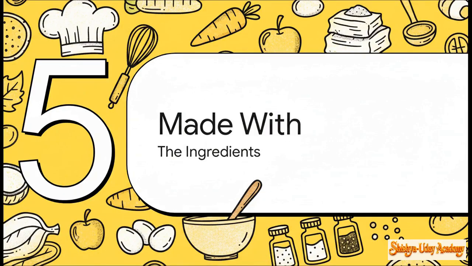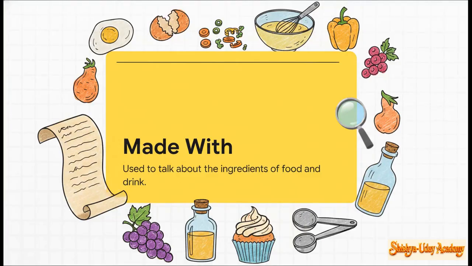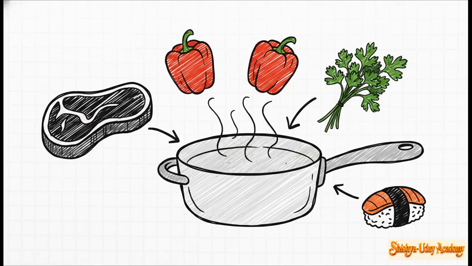Okay, now we're bringing our lesson straight into the kitchen for Section 5, made with, the ingredients. So, made with acts essentially like a recipe. It's used most often when we're talking about the ingredients of food and drink. Instead of focusing on the base material changing form, it focuses on one specific component, or maybe how a variety of individual parts combine to create the whole shebang. Let's see how this builds into something delicious.